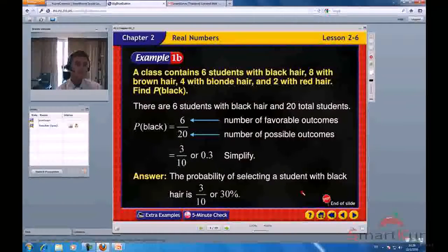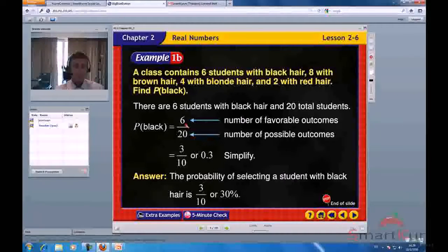A class contains 6 students with black hair, 8 with brown hair, 4 with blonde hair, and 2 with red hair. Find the probability of a student with black hair. There are 6 students with black hair and 20 total. You add all of the students, 6 plus 8 plus 4 plus 2.